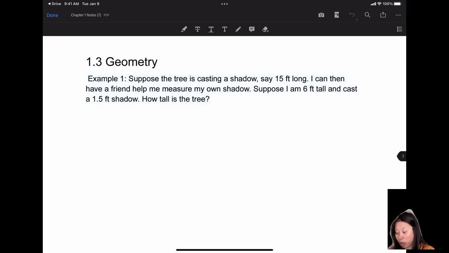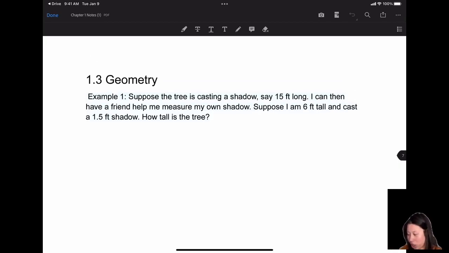a friend help me to measure my own shadow. Suppose I am 6 feet tall and they cast a 1.5 feet shadow. How tall is the tree? So for geometric problems, the easiest process is to draw the graph.